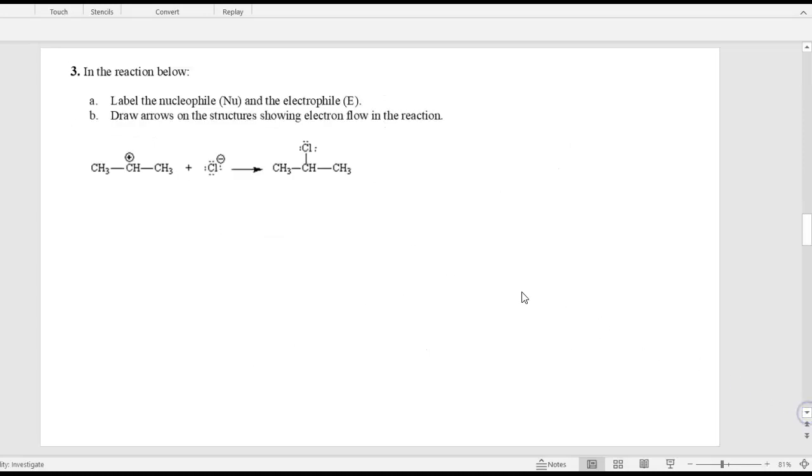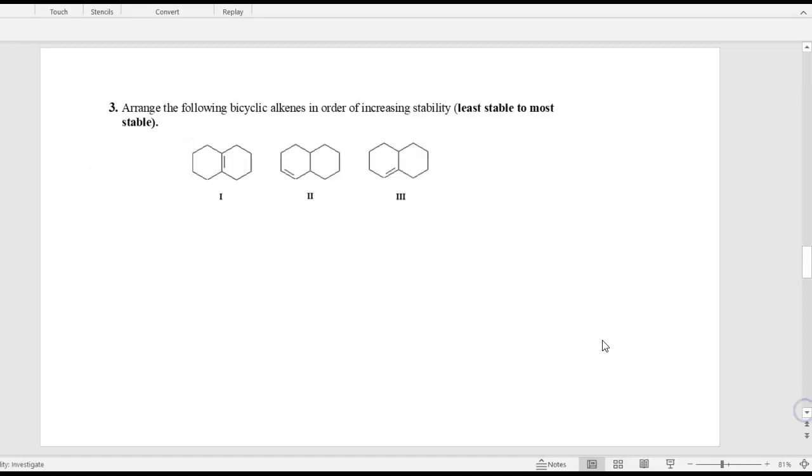Next question. In the reaction below, label the nucleophile and the electrophile. Draw arrows on the structures showing electron flow. If you look at the product, the chlorine has attached itself to this carbon atom. So this becomes my nucleophile, the electron rich. This is my electrophilic center. We draw an arrow from here to here to give you the product. So that's how you show the mechanism.